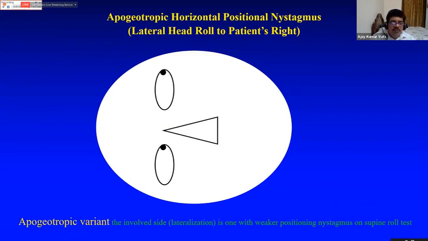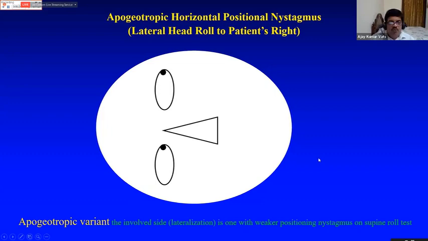In this diagram, we can see the lateral head roll to the patient's right elicits a nystagmus whose quick component is beating away from the lowermost ear. This is the slow component and this is the quick one. In the apogeotropic variant, the involved side is the one with weaker positioning nystagmus on lateral head roll.